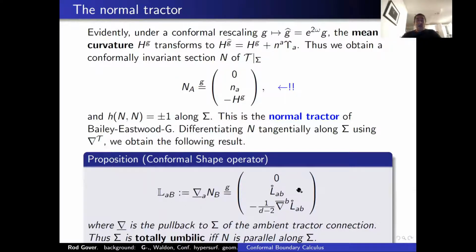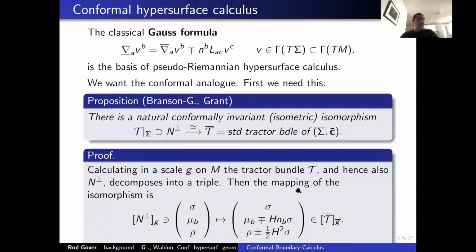Now, what that means, just reading off from this, is that the hypersurface is totally umbilic if and only if this normal tractor is parallel along the hypersurface. So remember, totally umbilic means that the trace-free second fundamental form vanishes. So in Euclidean space, that means that it's locally sphere-like, right, when that happens. So in curved settings, it's sort of doing its best to be like that. But this is already a very nice result. Okay, let's continue with our basic hypersurface geometry.